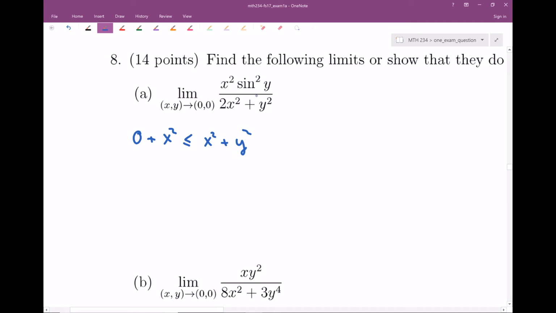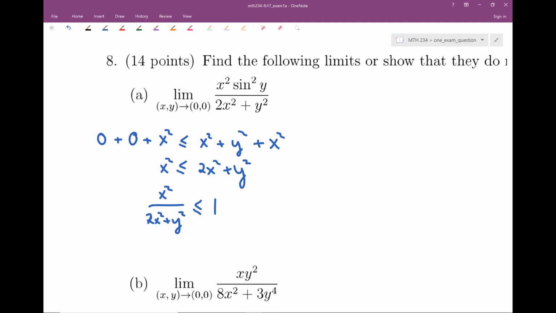The other thing, in order to get the result in this case, is that we can add another x squared. So instead of 0 here, let me put x squared over here. This gives us the inequality that x squared is less than or equal to 2x squared plus y squared. Since this is a nice positive number, if I divide by 2x squared plus y squared on both sides, I get that x squared over 2x squared plus y squared is less than or equal to 1. So this is going to be the basis for my squeeze theorem here.